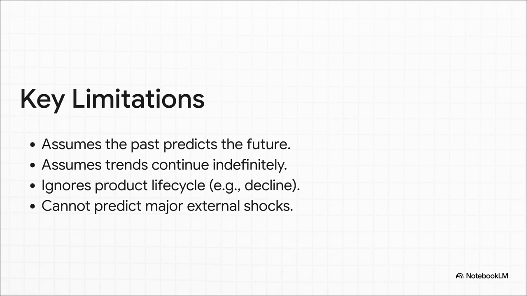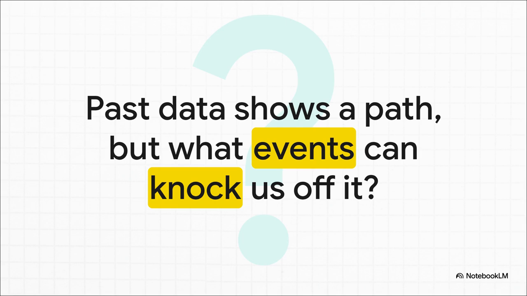And it has absolutely no way of predicting some huge external shock, like a recession, a new technology, or a new competitor swooping in. So, in the end, time series analysis gives us this amazing, data-driven path to follow. But it's also a powerful reminder that you always have to ask that one crucial question. What could happen that would knock us completely off this path? What's out there that could make the future totally different from the past?